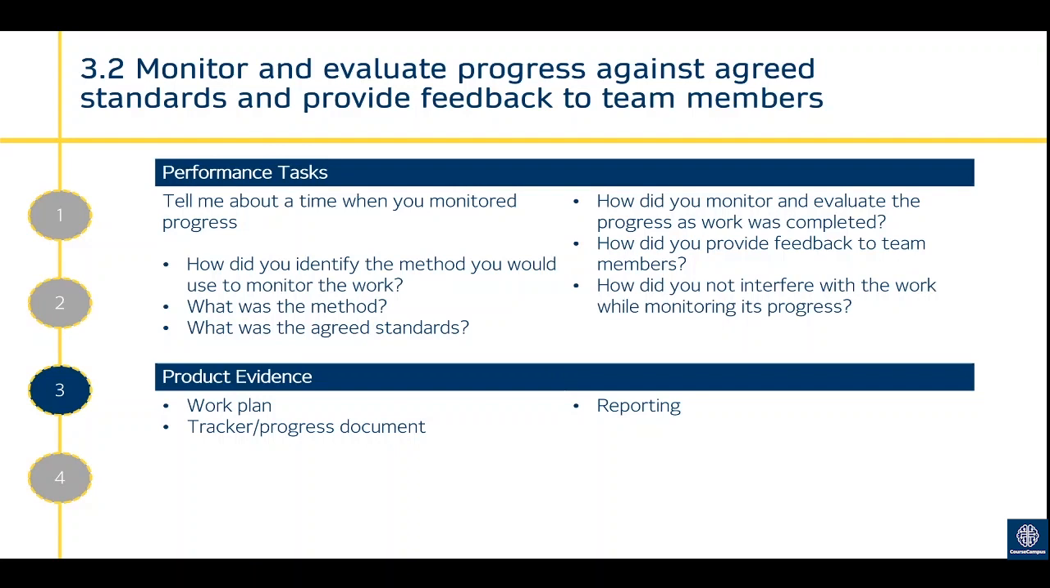Typically this would be if they are falling behind or if they are ahead of schedule. Sometimes being ahead of schedule can actually be an issue as well, depending on the specific project you're working on. But how do you provide feedback to say you're on progress or you're not on progress? A lot of the time this is going to be a progress update call. Sometimes it could be emails. Sometimes you're just updating the tracker and saving it in a SharePoint site or a shared location. But it depends on what you're doing for your project. So reflecting on a time where you've monitored progress, how did you identify the method you would use to monitor the work?